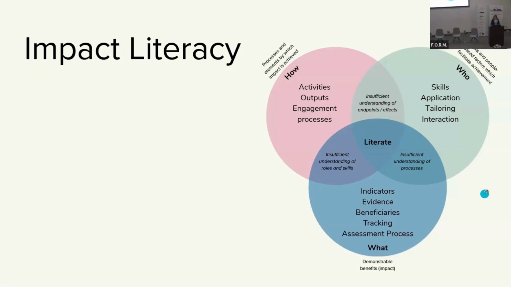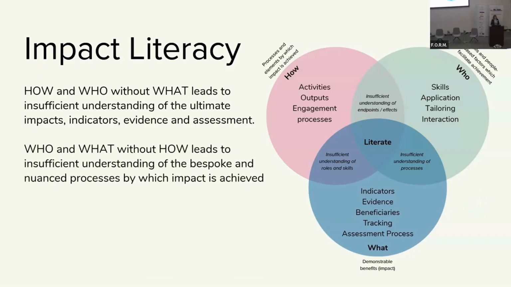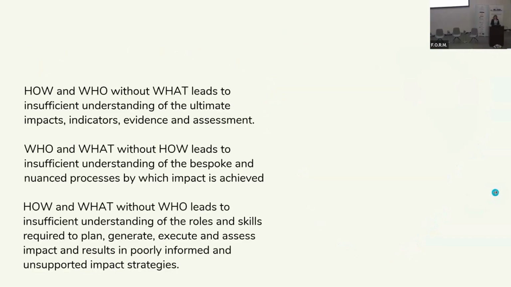They also talk about the gaps when you only have two of them. So if you have how and who without what, that leads to insufficient understanding of the ultimate impact indicators, evidence, and assessment. If you have who and what without how, that leads to insufficient understanding of the bespoke and nuanced processes by which impact is achieved. And if you have how and what without who, it leads to insufficient understanding of the roles and skills required to plan, generate, execute, and assess impact, and results in poorly informed and unsupported impact strategies. So they're all crucial, and they need to overlap so that you can be considered impact literate.